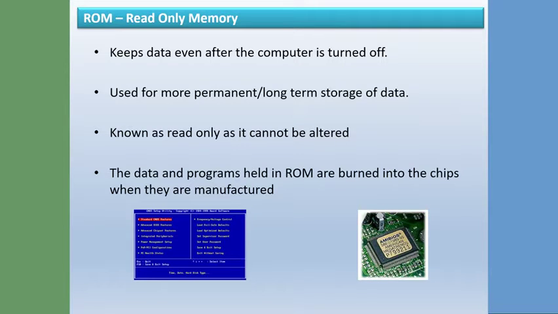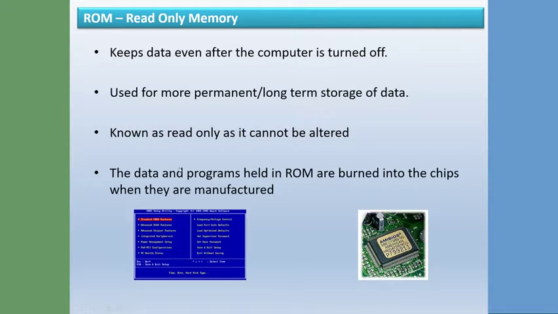So, quick things about ROM: it keeps the data even after the computer is turned off. So when you turn the power off to your machine, the program that's stored in it is kept. It's used for more permanent storage, so long-term storage of data. It's known as read-only, so it can't be altered. And the data and programs held in ROM are burned onto the chips.